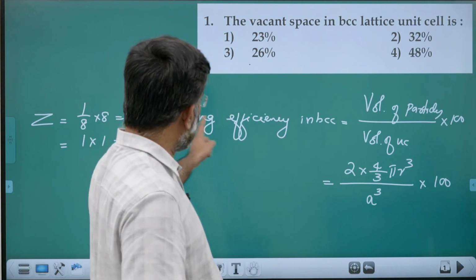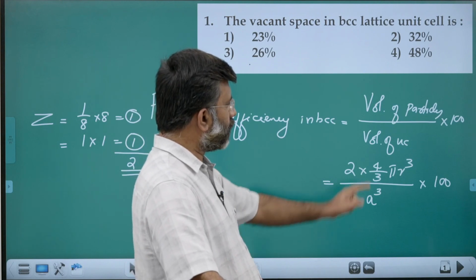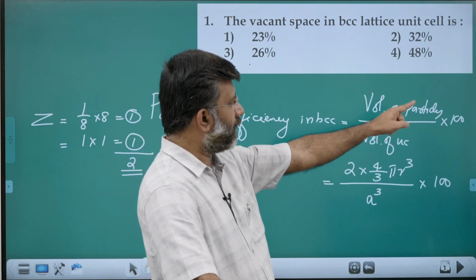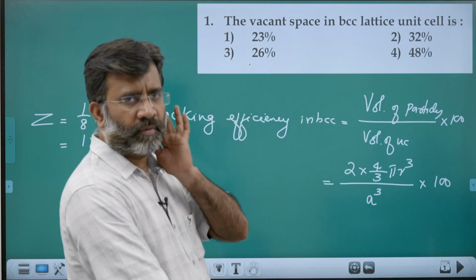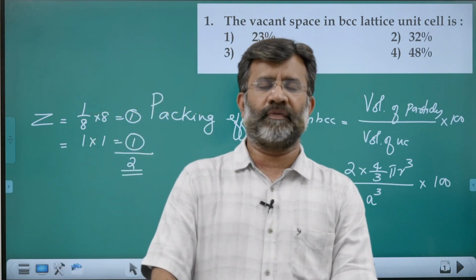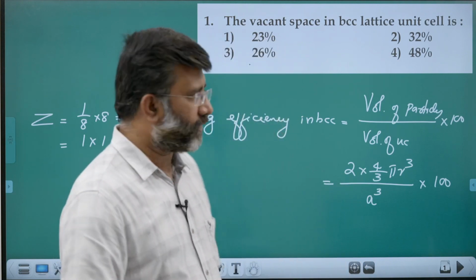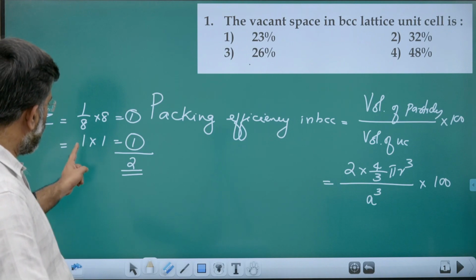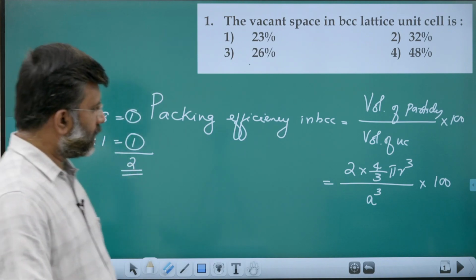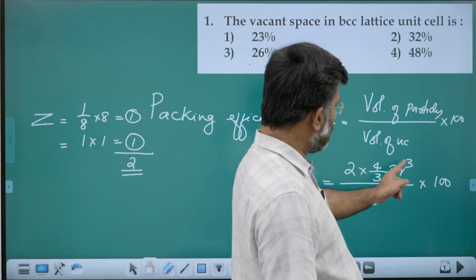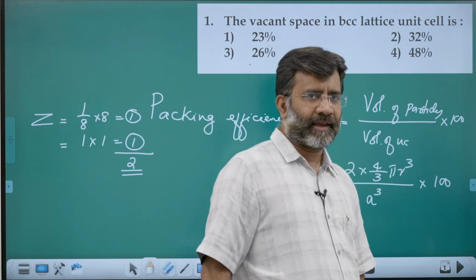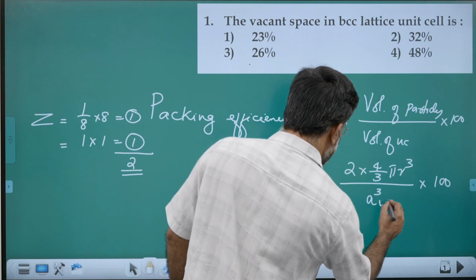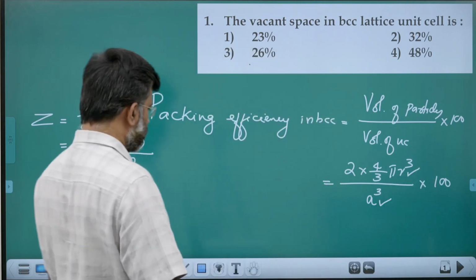So all of you know packing efficiency in BCC is equal to volume of particle divided by volume of unit cell into 100. Volume of particle means the volume of effective number of particles. How many effective number of particles? 1 by 8 into 8 equal to 1 and 1, so it is 2 particles. So it is 2 into 4 by 3 pi r cube divided by a cube into 100. Now if you get a relation between a and r, the calculation is over.